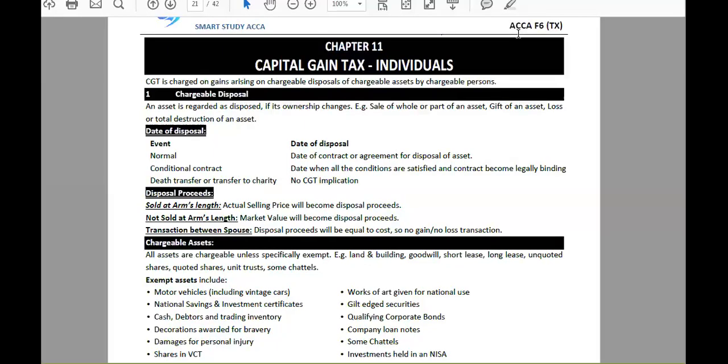So today we are going to start capital gains tax. This is the first area of our syllabus.